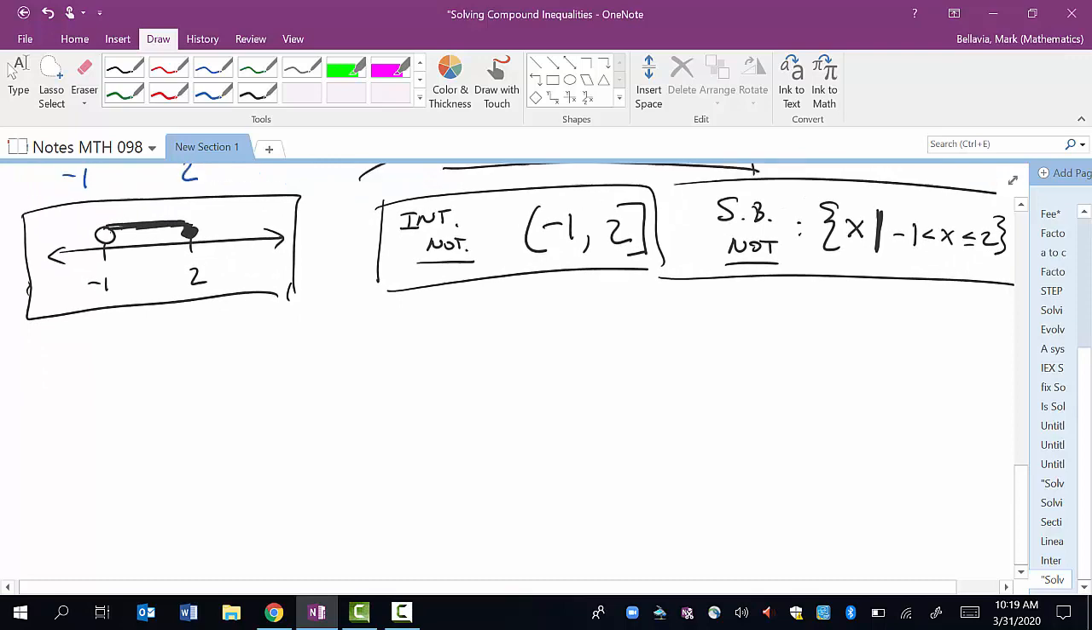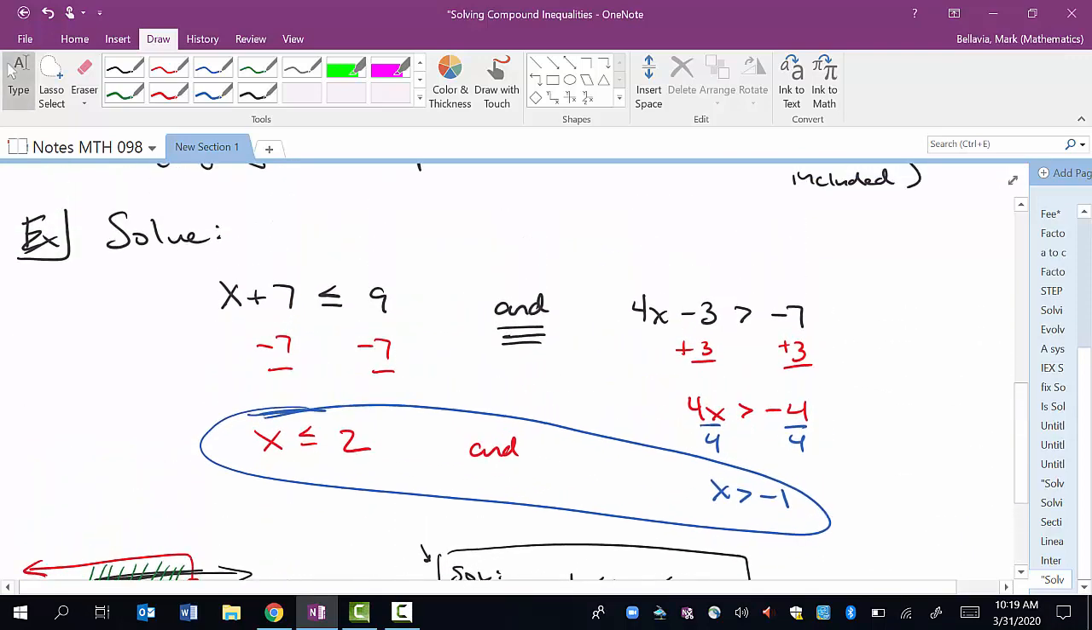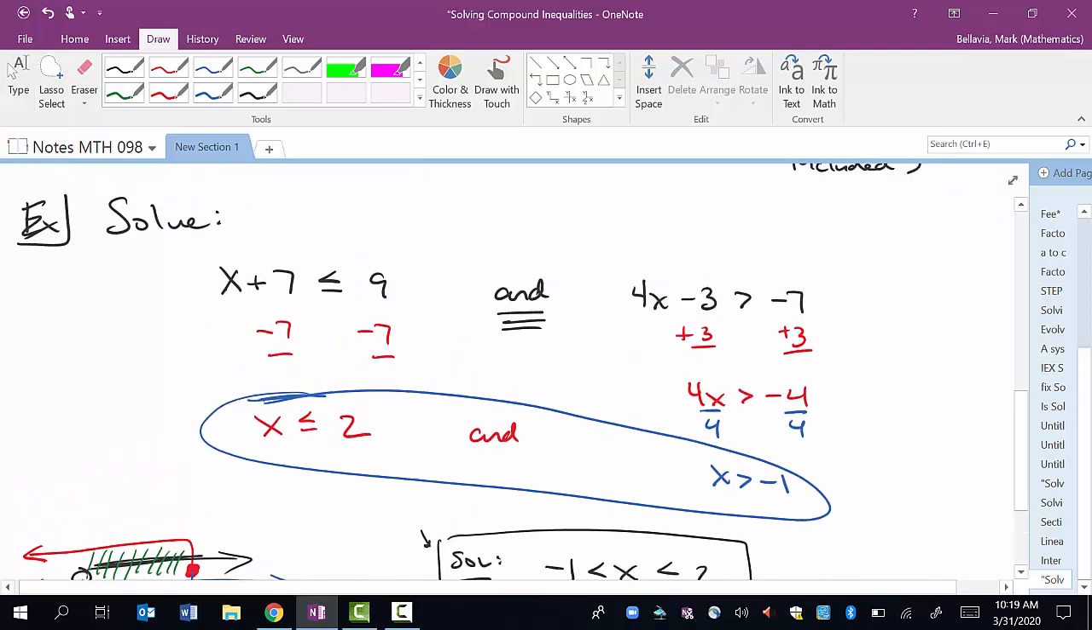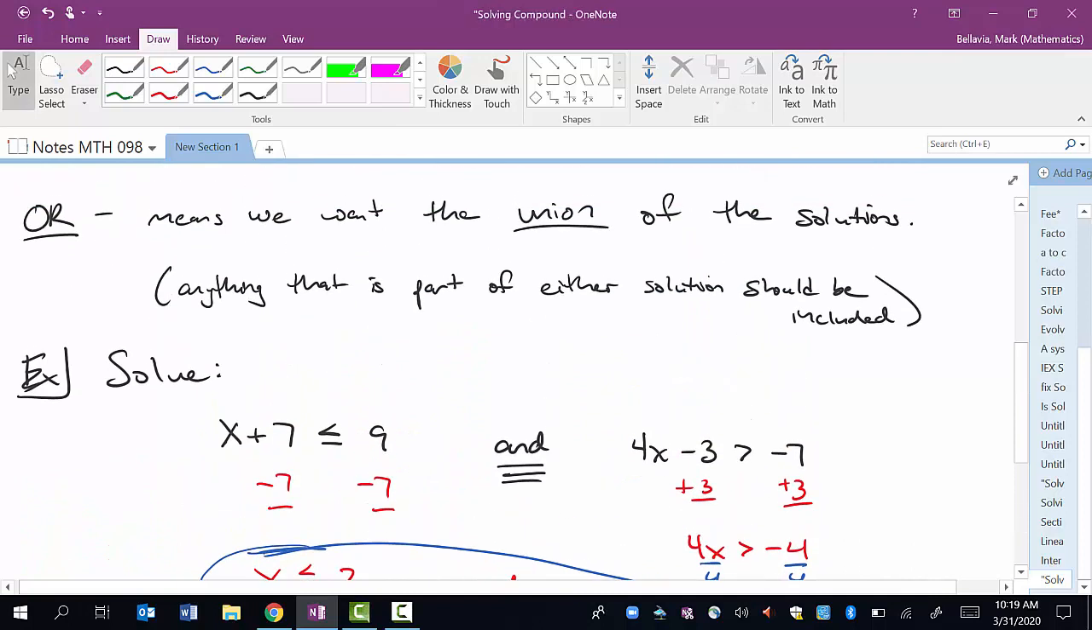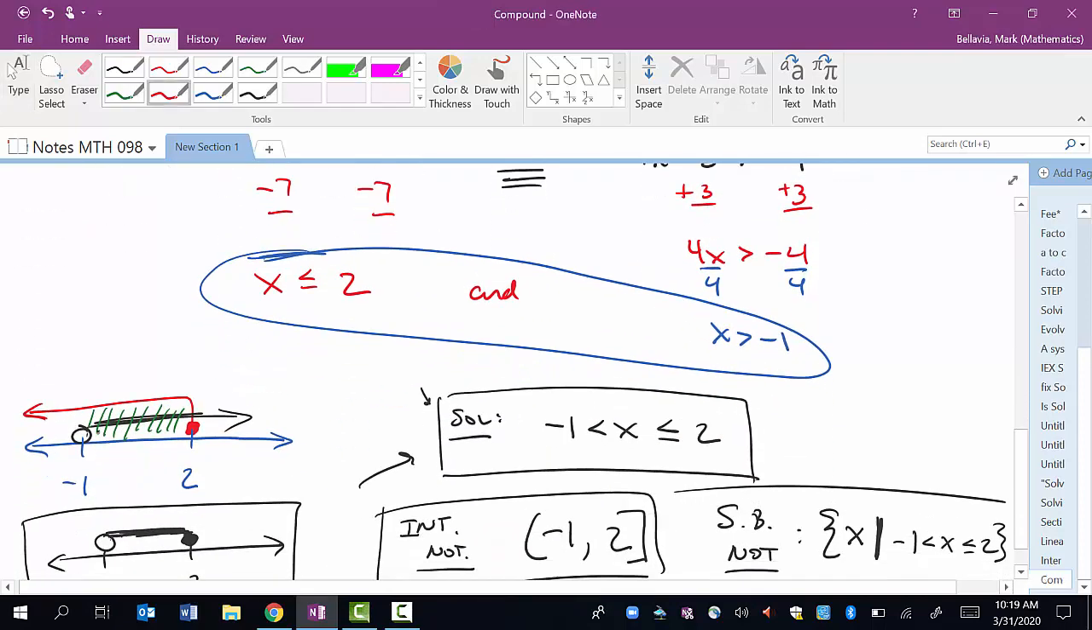All right. If this problem was an or problem, so instead of this saying and at the top, if this said or, keep in mind that this would be different than what we did here, right? Or would mean we'd want the union, and sometimes for union you'll see this U symbol. I should have mentioned that earlier. The union means anything that is part of either solution should be included. So if this said or, this would be different. Then I'd want everything going this way and everything going that way. It would actually be all real numbers because you want anything that's part of either solution. But in this case for and, you want the overlap, what they have in common.